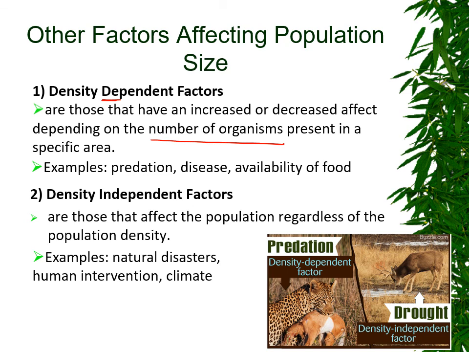Okay, whereas density independent factors are those factors that will affect that population regardless of the population density. It doesn't matter if there's one animal or hundreds of animals. These factors will affect that population. Natural disasters, human intervention, climate change are all examples of what's going to affect that population no matter what the population density or size of that population is. Okay, so that is our note on population.